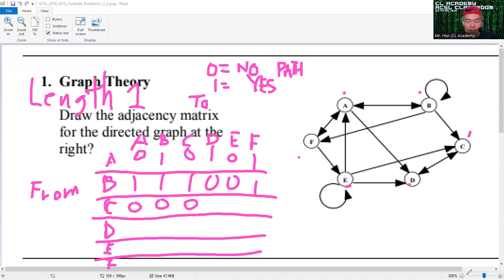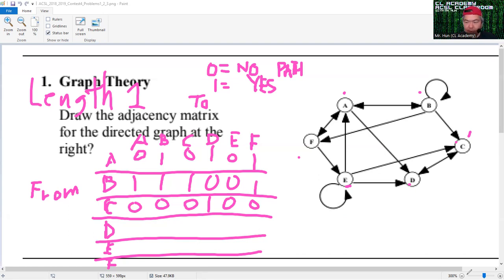Is there an arrow that goes from C to D? Yes, there is an arrow that goes from C to D. Okay, so that's a 1. Is there an arrow that goes from C to E? Nope, that's a 0. There's no path from C to E. Is there a path from C to F? Nope, that's not there. Okay, I'll just quickly try to do the rest of it.